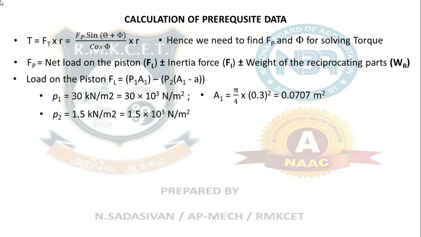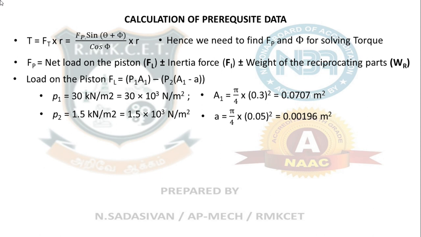So P2 is 1.5 kilonewton per meter square, the 2 should be in the power, okay, it is wrongly written there, so please put it in the power, meter square. 1.5 kilonewton per meter square, that is 1.5 into 10 power 3 Newton per meter square, and A2 is small a, the 50 mm diameter connecting rod, that area you are going to find out, pi by 4 into d square, 0.05 square, 0.00196 meter square. Cross check both the areas whether you are getting the same areas.